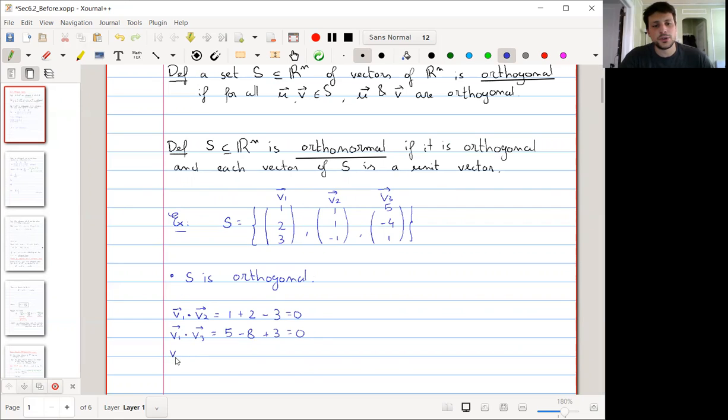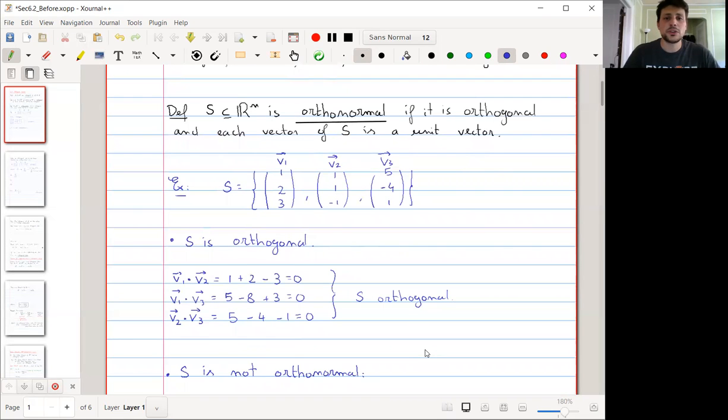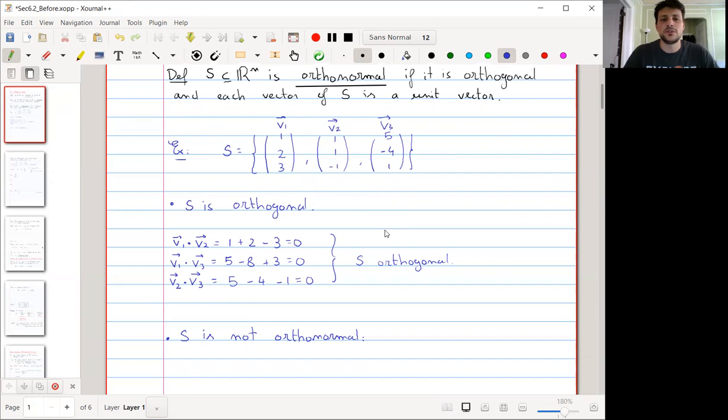And the third thing to check is the third possible couple, v2 and v3. 1 times 5 is 5, 1 times minus 4 is -4, minus 1 times 1 is -1, and that's 0. So these show that S is orthogonal. However, S is not an orthonormal set because its vectors are not unit vectors.